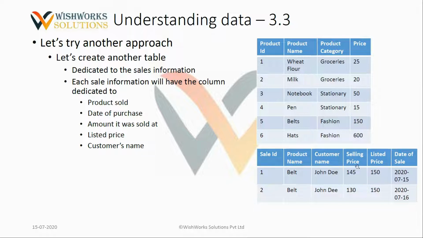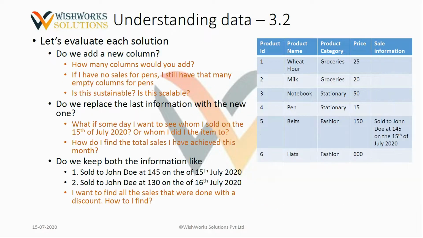Then listed price minus selling price, and I'll aggregate them for the belt. In the month of July, I'll select only the ones where the date is in July. So this solves a lot of purposes for me. Like here, these aggregations are solved. Information replacement, that is also solved.